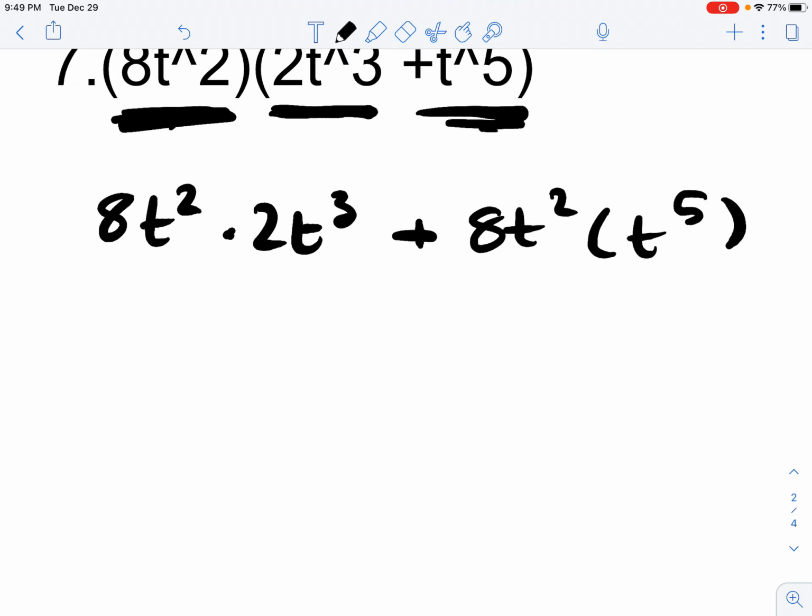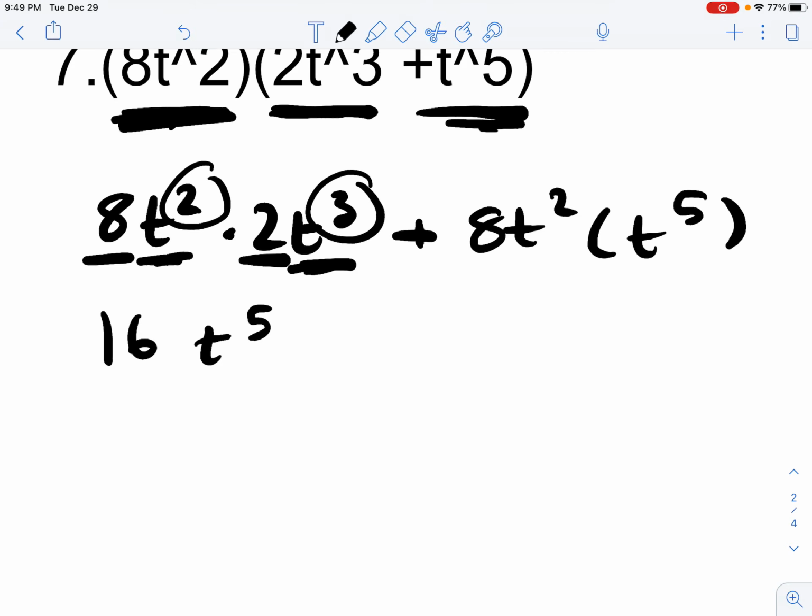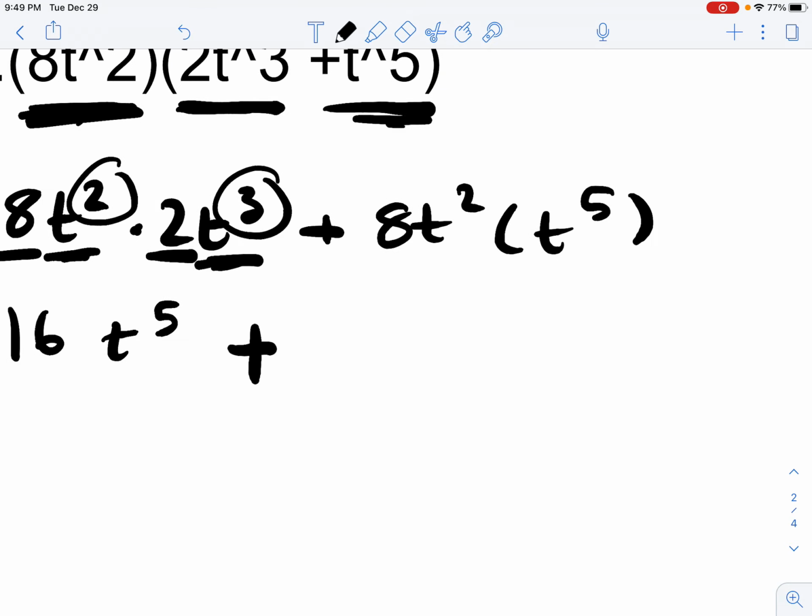Now, when given this, you know that 8 times 2 is just 16. T squared times t cubed is just t to the 5th power, because they have the same base, and you just have to add the two exponents together. Now, you have to remember to put the plus sign. And since there is no coefficient in front of t, actually there is a coefficient, but it's just 1, we know that 8 times 1 is just 8.